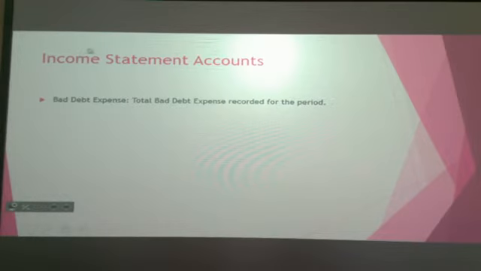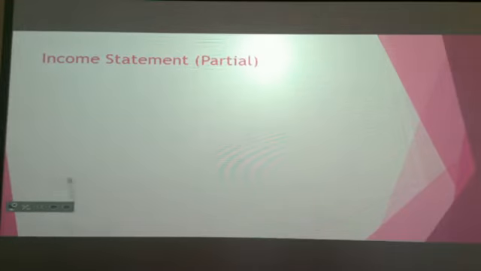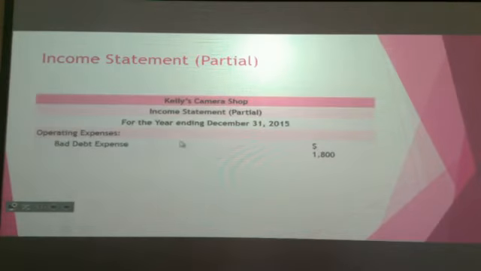The income statement account we're going to look at is bad debt expense. That's the only account we have to worry about, and it's just the total bad debt expense recorded. So we go back and look at our journal entries to see how much we recorded, and for that it was a $1,800 debit for bad debt expense. Okay. Any questions? All right, I'm going to continue on to interest revenue.